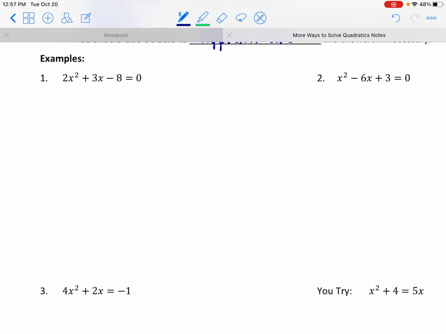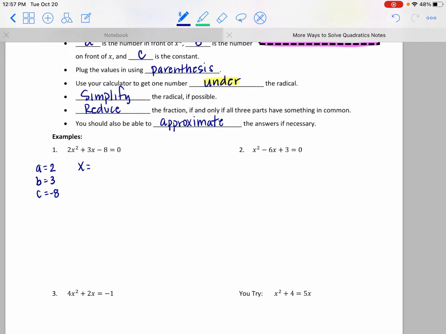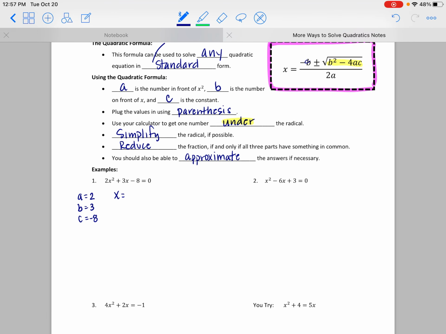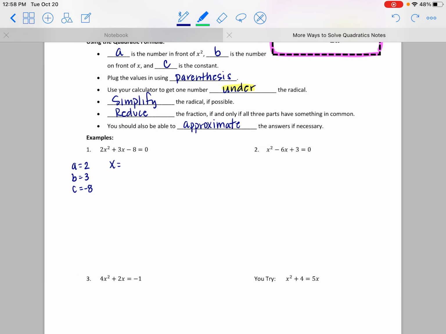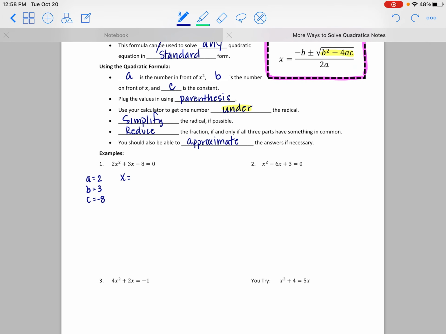So we have, in this case, a is 2, b is 3, and c is negative 8. And be careful with those signs, okay? So let me just write this over here again. A is 2, B is 3, and make sure C gets that negative. It's a negative 8. So x is going to equal the first part of the formula. It says a negative b, which just means opposite of b, right? If b is positive, it's going to become a negative. If it's negative, it's going to become a positive. So we've got a negative b, so a negative of 3, plus or minus, under the square root is going to be b squared minus 4 times a times c.